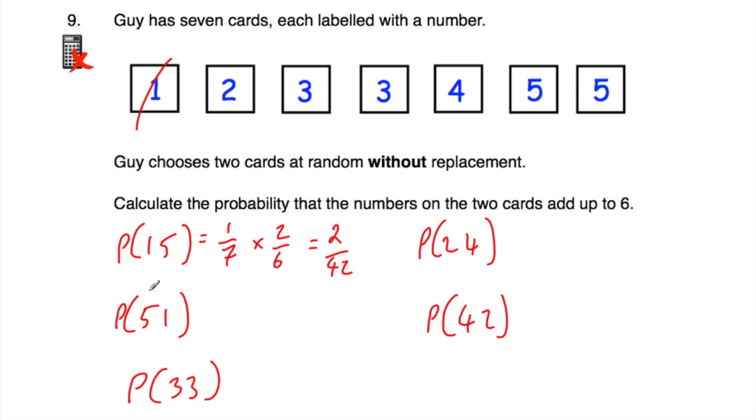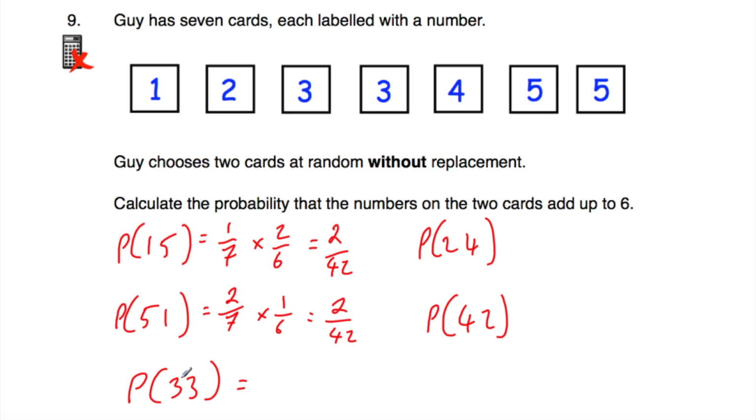Okay, now let's consider the probability that Guy chooses a 5 and then a 1. So if we put that 1 back in. In terms of the first card being a 5, well, there's 7 cards altogether, and there's 2 of them with 5s on them. So the probability that the first card chosen at random has a 5 on it will be 2/7. And then we're going to multiply that by, well, if one of those 5s has been taken out, there's going to be 6 cards left, and one of them's got a 1 on it. So the probability that the second card is a 1 will be 1 out of 6. And then if we do 2/7 times 1/6, that'll tell us the probability that Guy chooses a 5 and then a 1. And 2 times 1 is equal to 2, and 7 times 6 is equal to 42. So the probability of Guy choosing a 5 and then a 1 will be 2 out of 42.